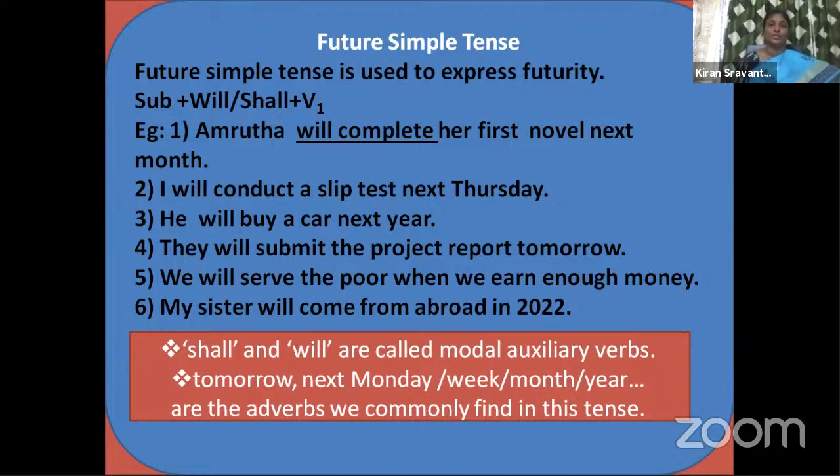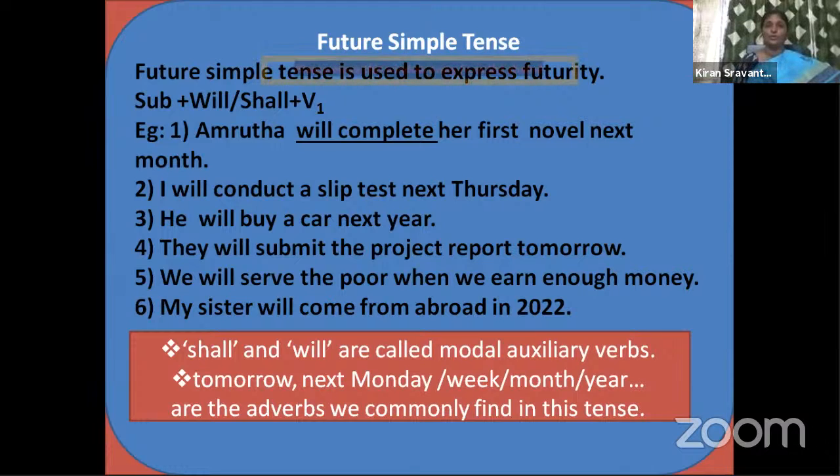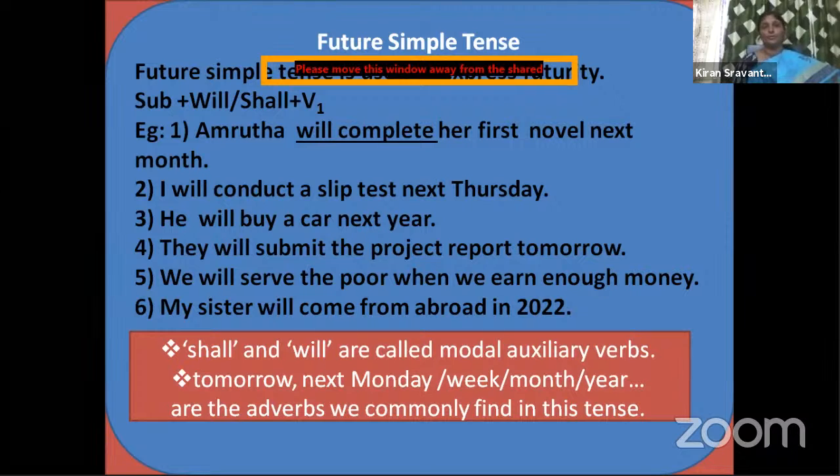The fifth sentence: we will serve the poor when we earn enough money. That means we need to earn money first, and when we earn enough money, then we will serve the poor. We need to wait for some more time in the future. The sixth sentence: my sister will come from abroad in 2022. We are talking about a future action. Where is she? She is abroad. When does she come? She will come from abroad in 2022. So 2022 refers to the near future.